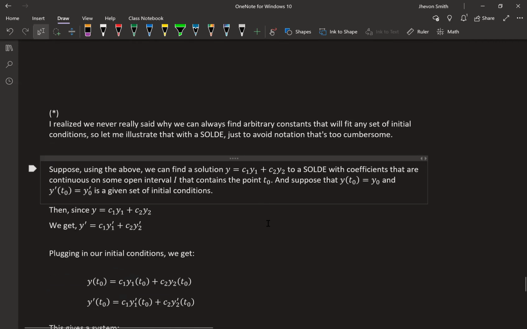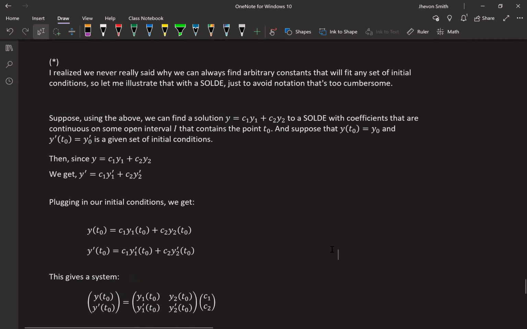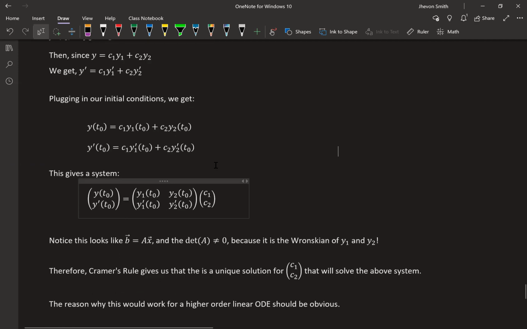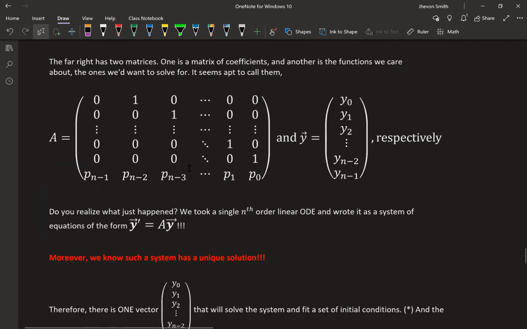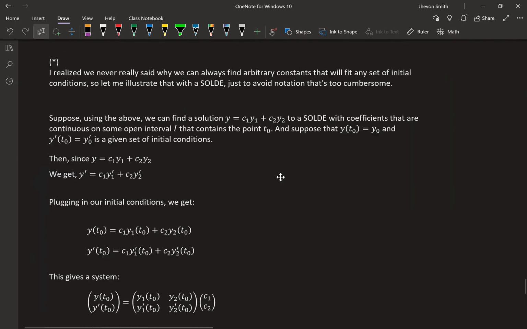By the way, once I finished typing that up, I realized that we never actually fully explained why it is that, given a random set of initial conditions, anyone can pick a random set of initial conditions, I can take my general solution and find coefficients that will match my general solution to a random set of initial conditions. So here is where I illustrated for second order linear differential equations, and that's pretty much because I couldn't bother typing out some big matrices like this, just to make it a little less cumbersome on myself.